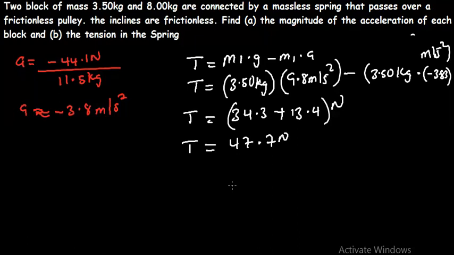So the magnitude of the acceleration of each block is approximately 3.8 meter per second square, in the opposite direction. That is why we have negative. And the tension of the spring is approximately 47.7 Newton.